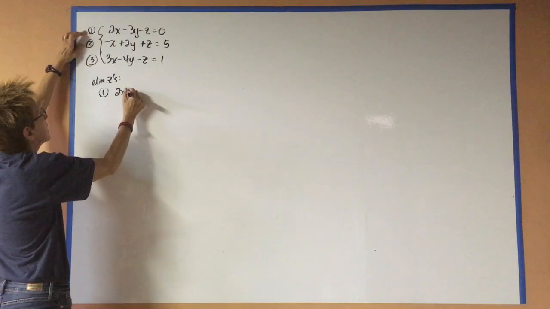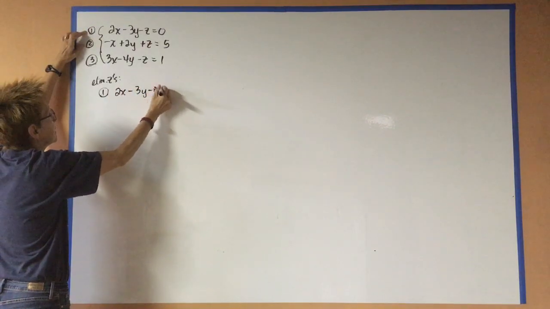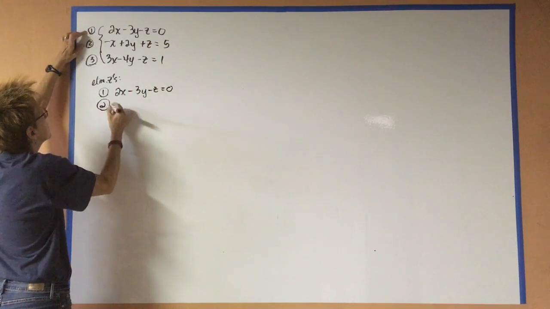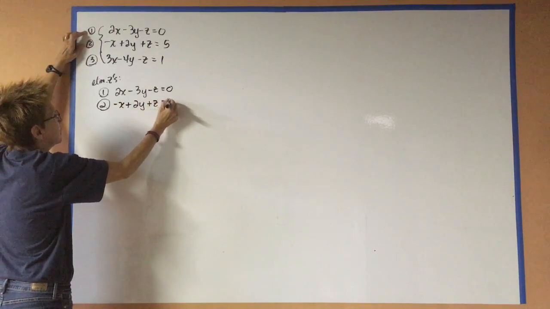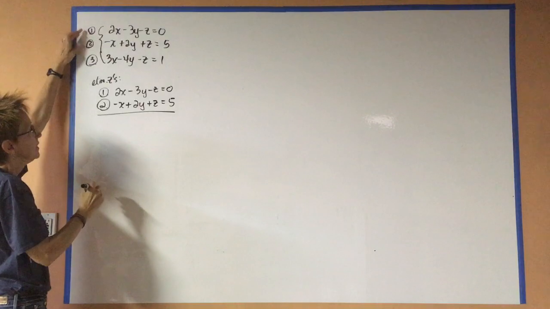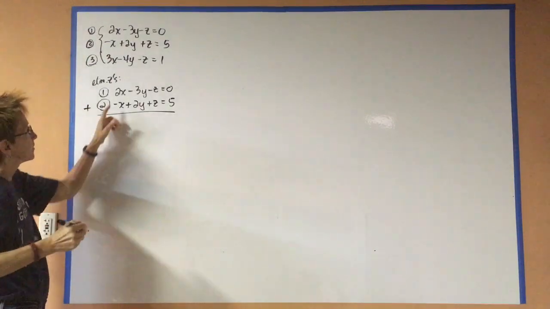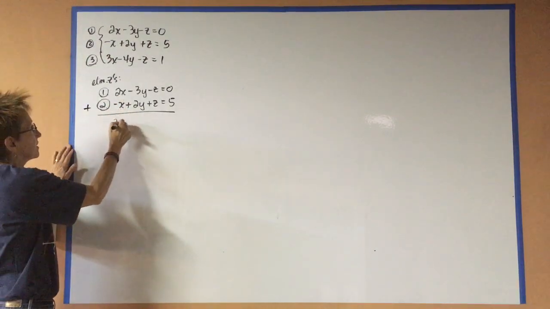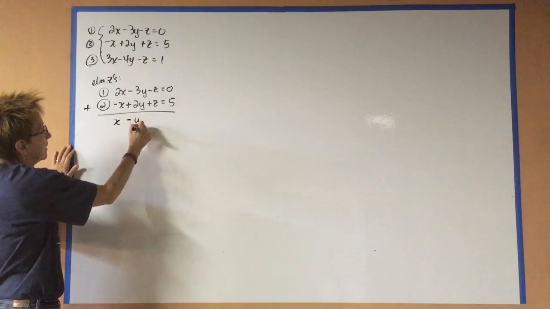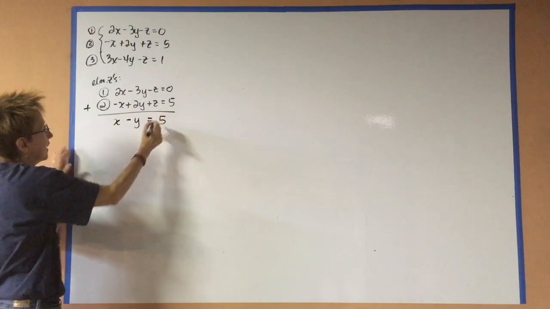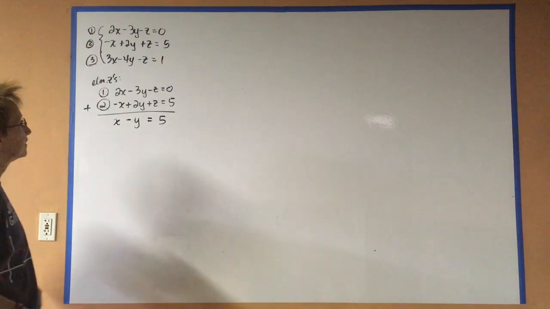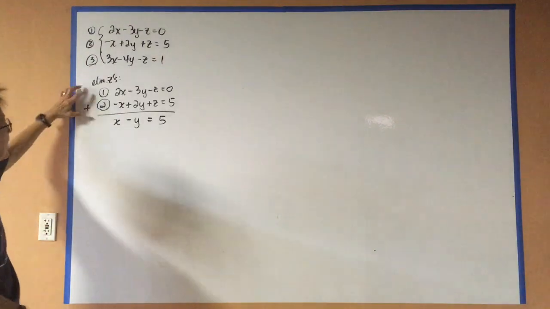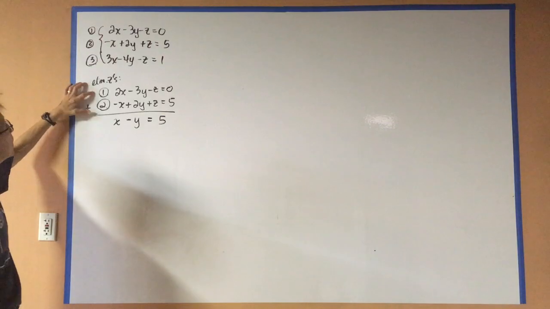So I've got 2x minus 3y minus z equals 0. And 2 is negative x plus 2y plus z equals 5. Ready to go. So I add those two. I've got x, negative y, z's are gone, equals 5. So positive x minus y equals 5. There's the first set.